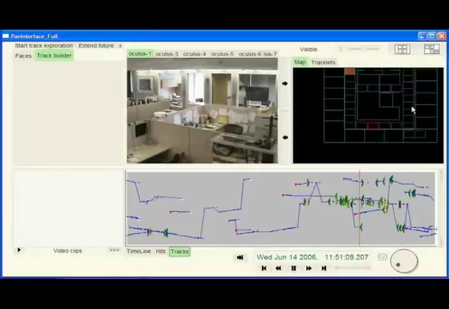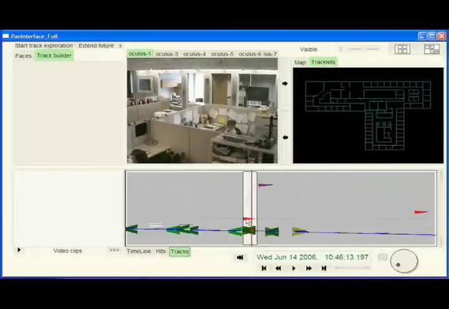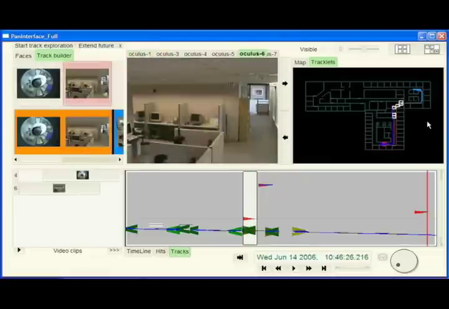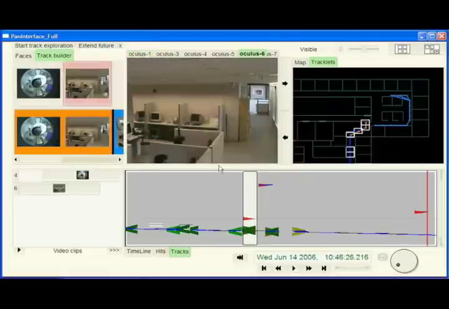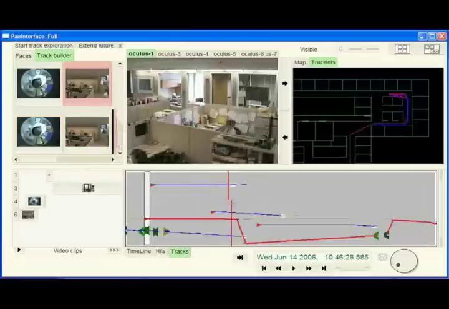Let's search for an individual by asking the system to find us the beginning of a tracklet. The result is a tracklet representing someone leaving their office. At this point, there's an ambiguity that must be resolved. The system presents the available video and motion evidence, and the user makes a decision.